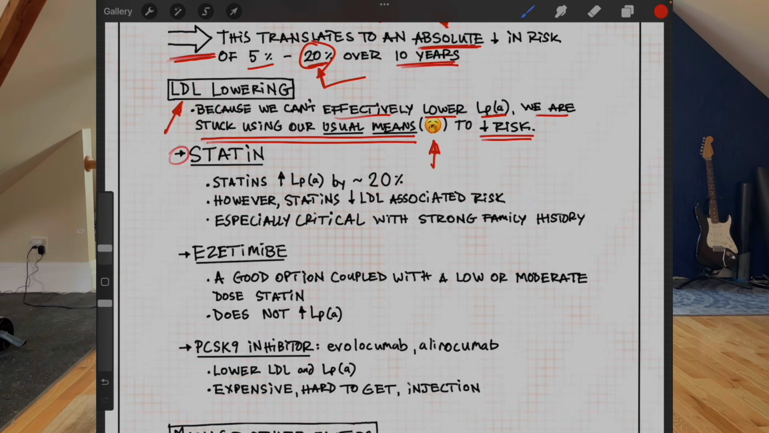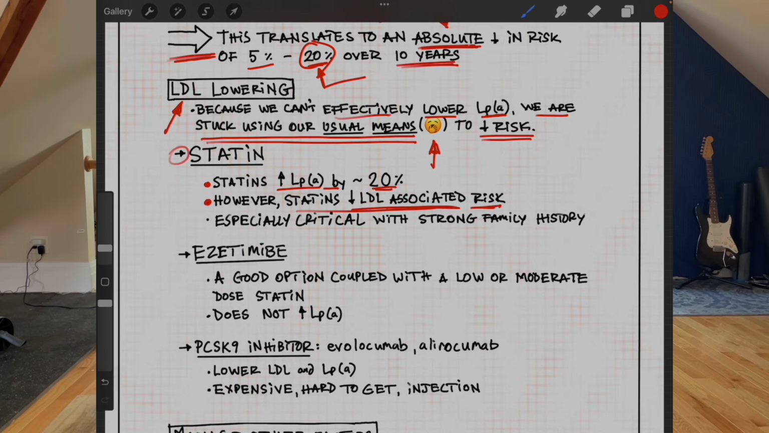People with elevated lipoprotein(a) who take a statin do have lower risk than someone who does not take a statin with the same numbers. Unfortunately, statins increase lipoprotein(a) by about 20%. What that means in terms of heart attacks and strokes, nobody knows. But the data implied that statins do not increase the chance of stroke or heart attack in people with high lipoprotein(a). It's important to note that statins decrease LDL-associated risk.